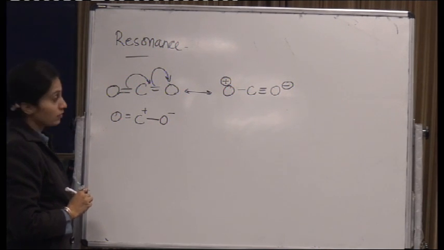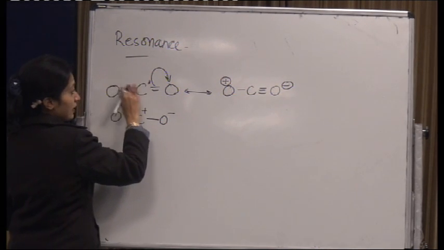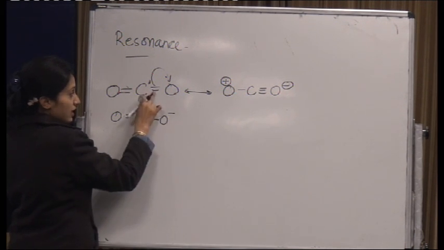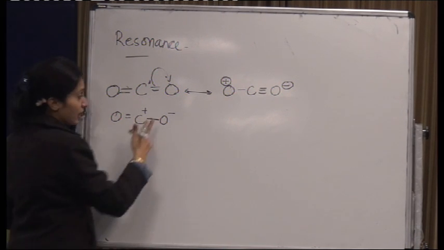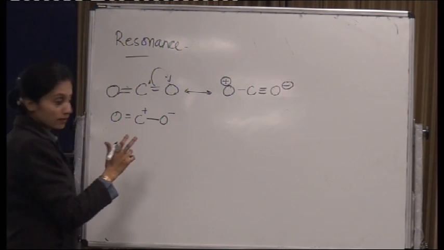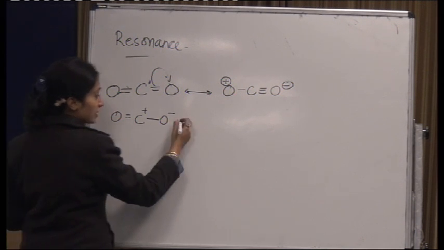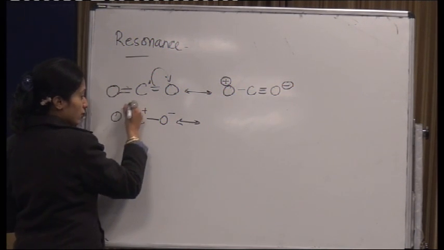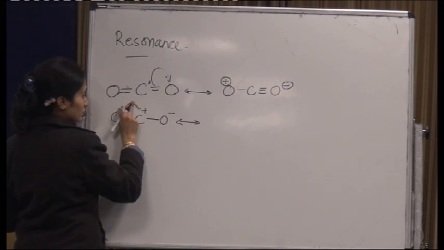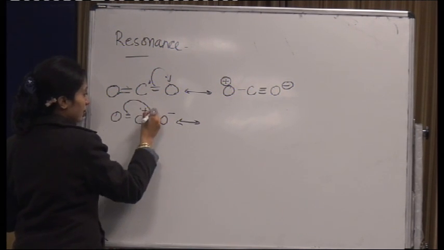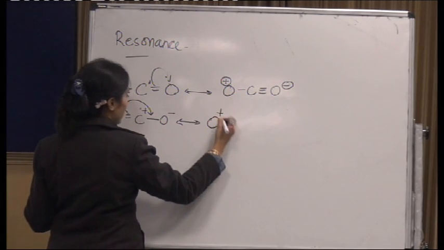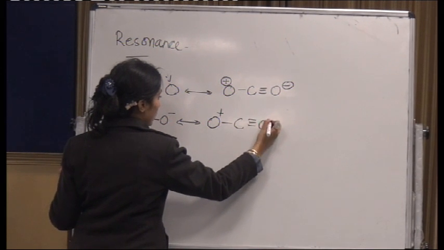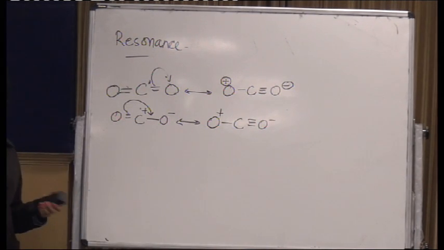If I only shift this double bond, then this C is giving the bond and this O is taking the bond. So it becomes O minus and this becomes C plus, and this is a double bond. Now you can shift this bond like here. So from one place it is given, now it is taking, so it becomes O positive, C triple bond, O minus.